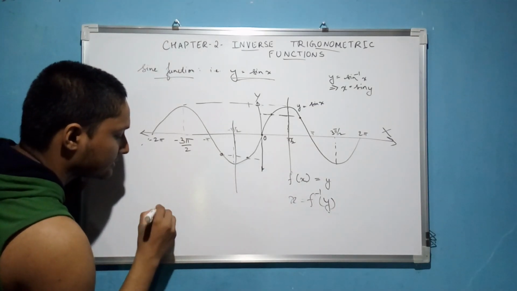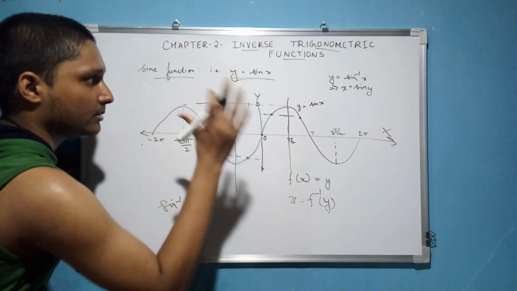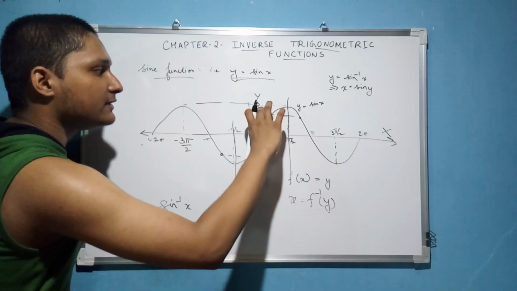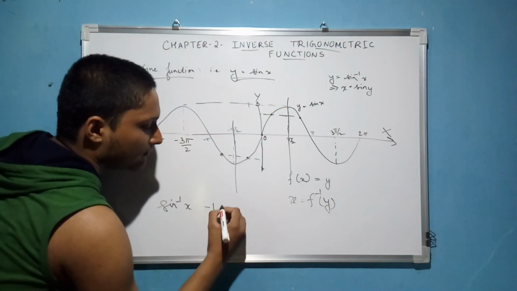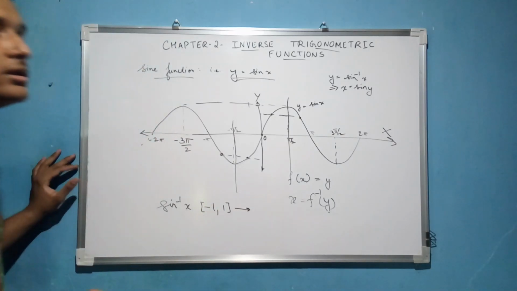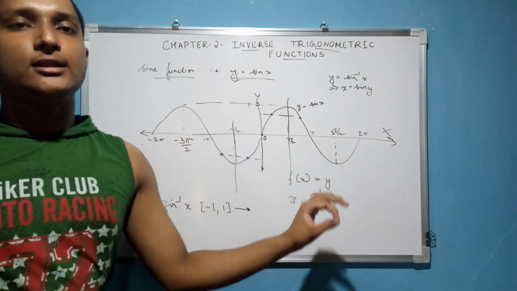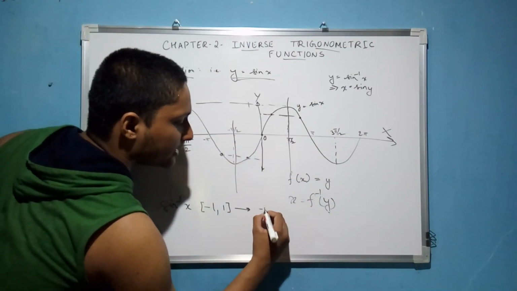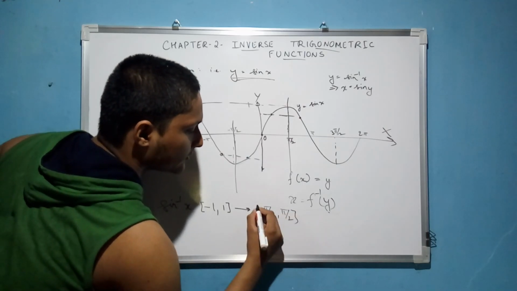So sine inverse x should have the domain and the range restricted. The domain is restricted to minus 1 to 1. So sin x can have values only from minus 1 to 1, but you have the whole of R. For one point you'll get so many values. So hence you are going to restrict this only to minus pi by 2 to pi by 2.